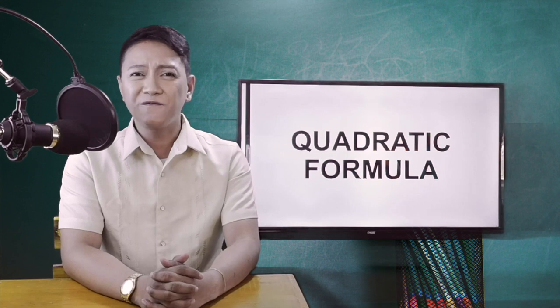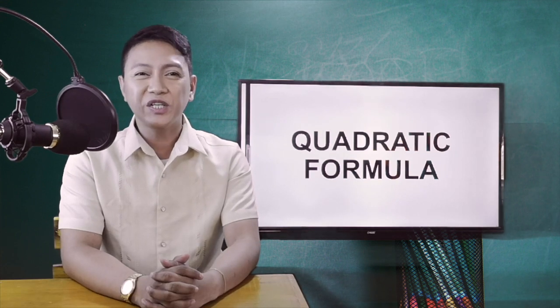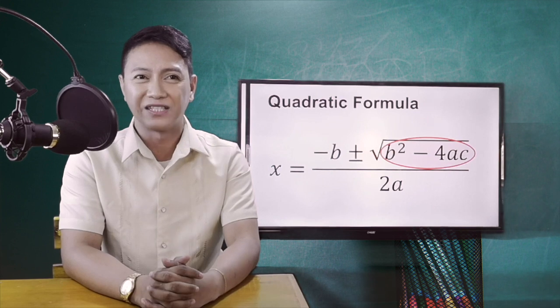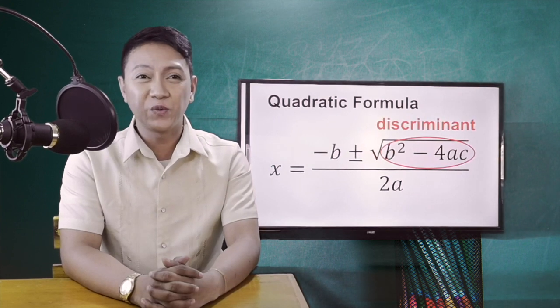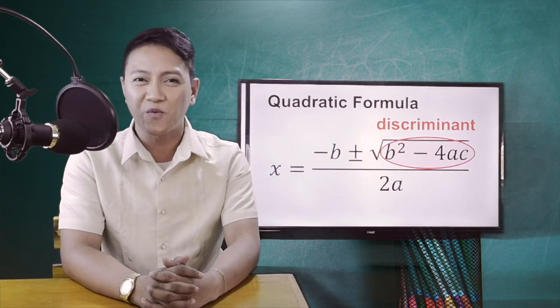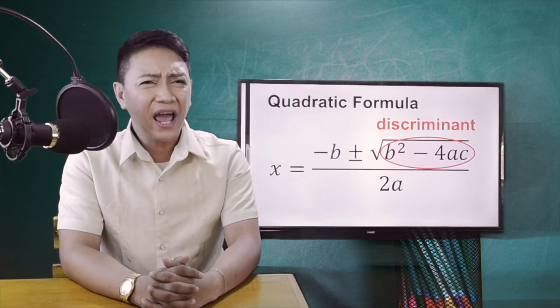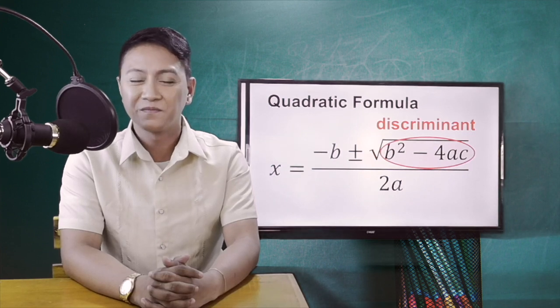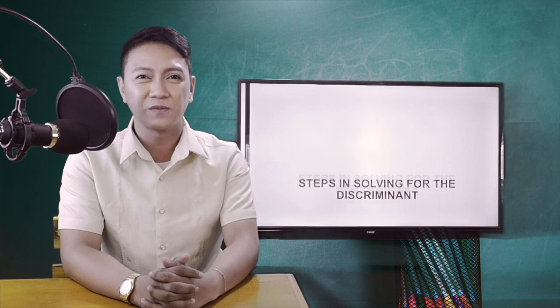In the quadratic formula, this expression under the radical sign, which is b squared minus 4ac, is what we call the discriminant. This will help us determine the nature of the roots of the quadratic equation. But how do we solve for the value of the discriminant? To do this, let us follow these few steps.